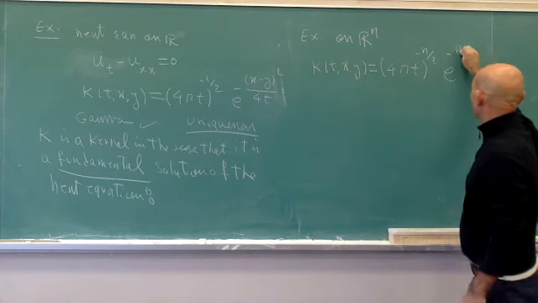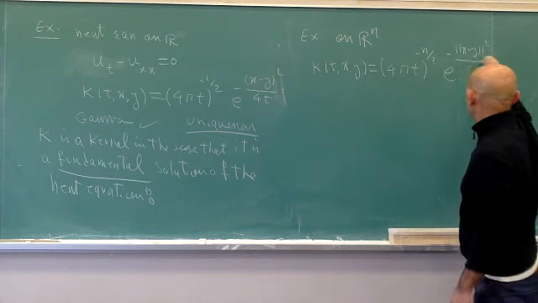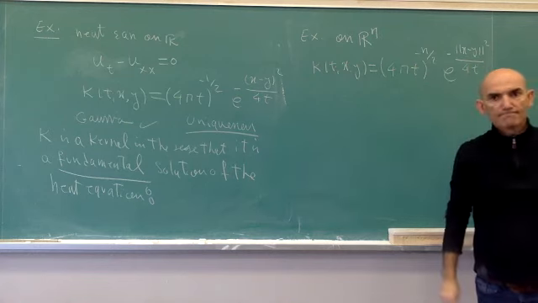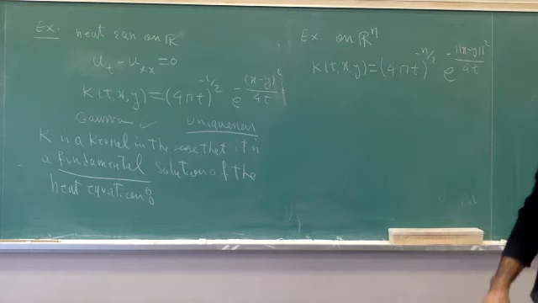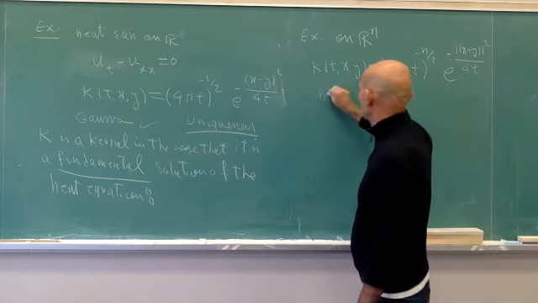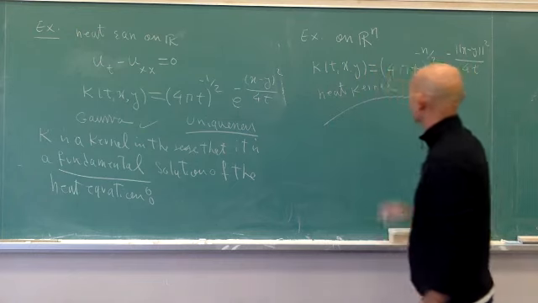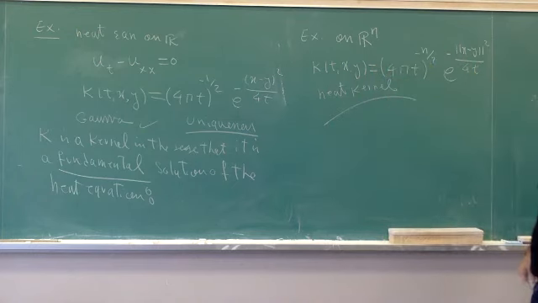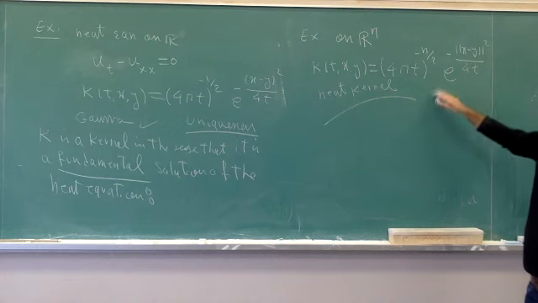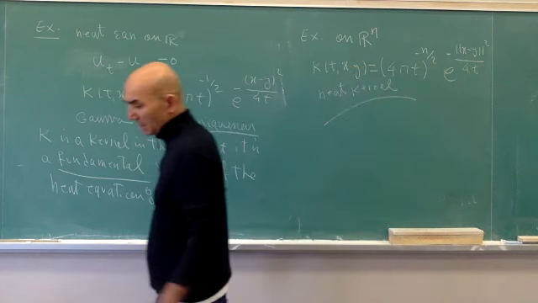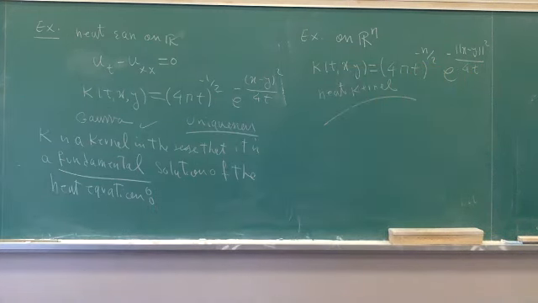Exponential of minus norm of x minus y squared, again over 4t. So that's the heat equation. That's the heat kernel in this case. So this is a very, very important paradigm to have in mind. This is very, very deep. There's a lot of meaning, also in probability theory and a lot of other areas.